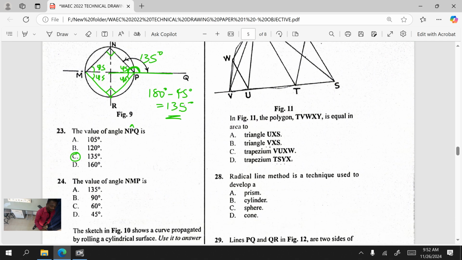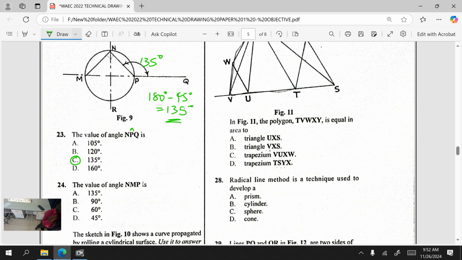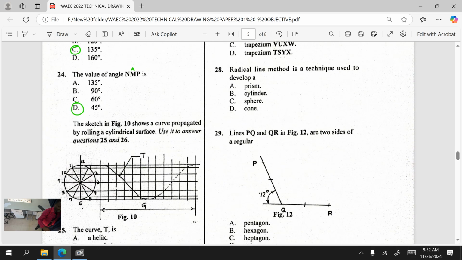Question 24. The value of angle NMP. Where is the angle formed? I told you the one in the middle, M. So let's look at M. NMP. Good. This place. That's what they're asking us. And I've talked about that before. Can you see that now? So if this place is 90, this place will be 45. This place will be what? 45. I explained that before. So the answer here is what? It is D, angle 45. We move on to the next question.